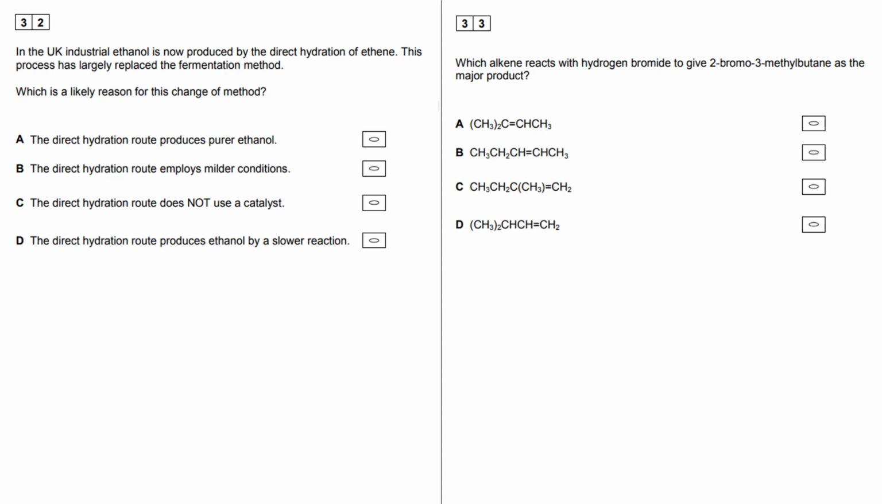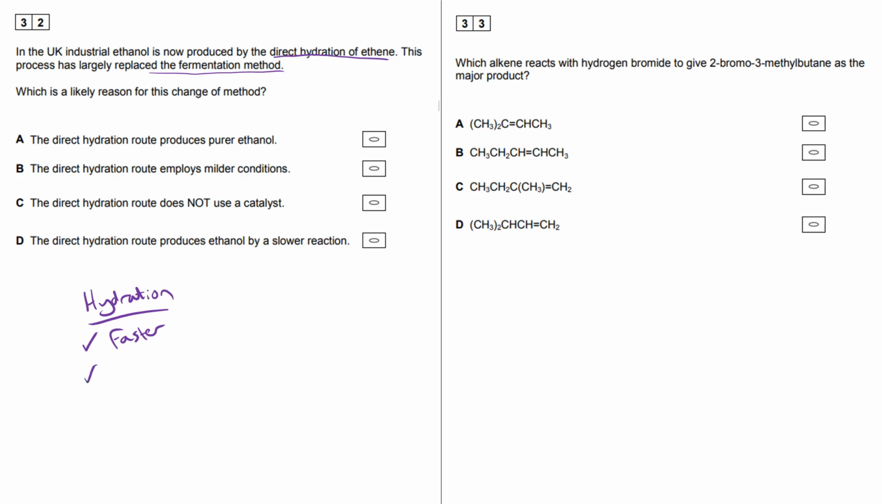Question 32. You've got industrial ethanol now produced by direct hydration of ethene. This has replaced the fermentation method. So why are we going to use mainly hydration to produce ethanol? What are the advantages of hydration? You have the idea that it is a much faster process.